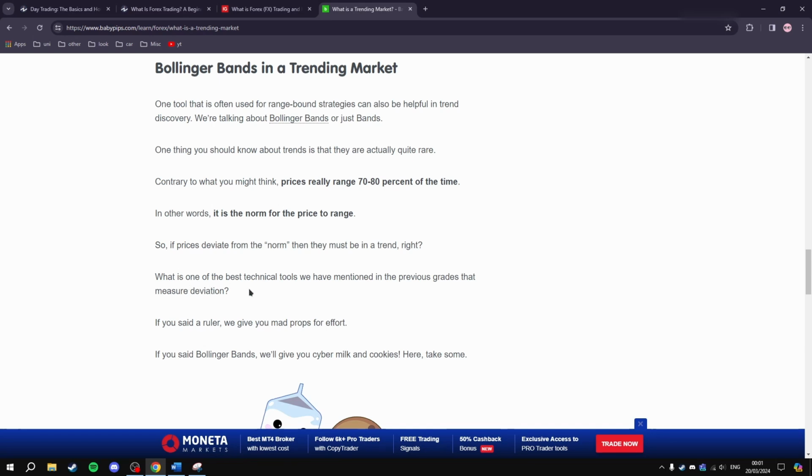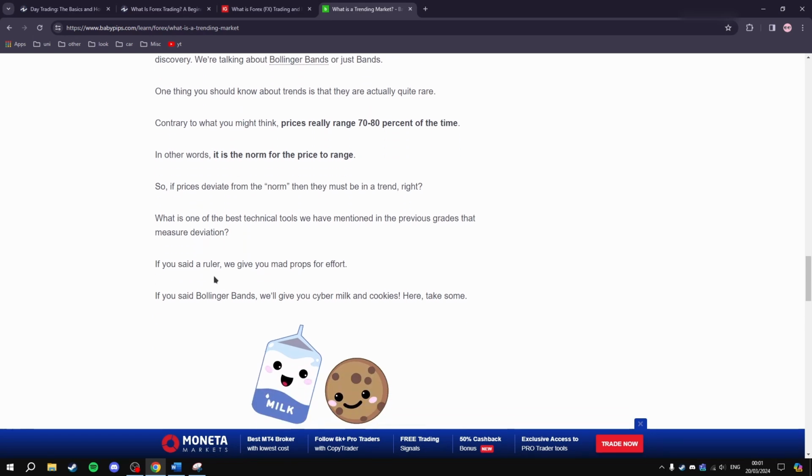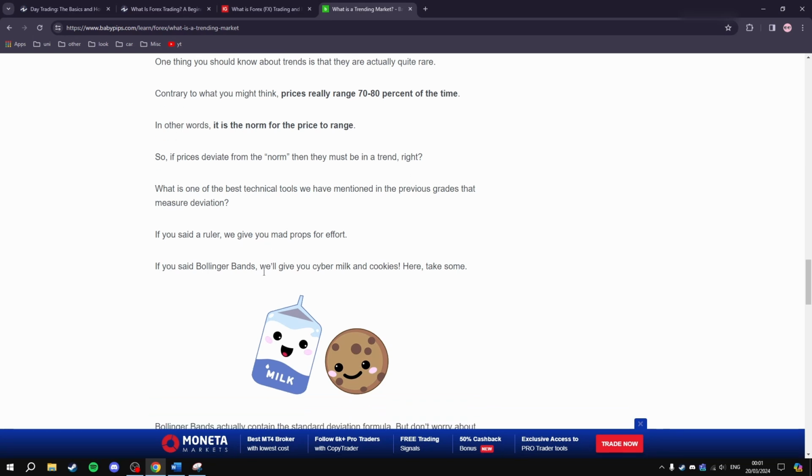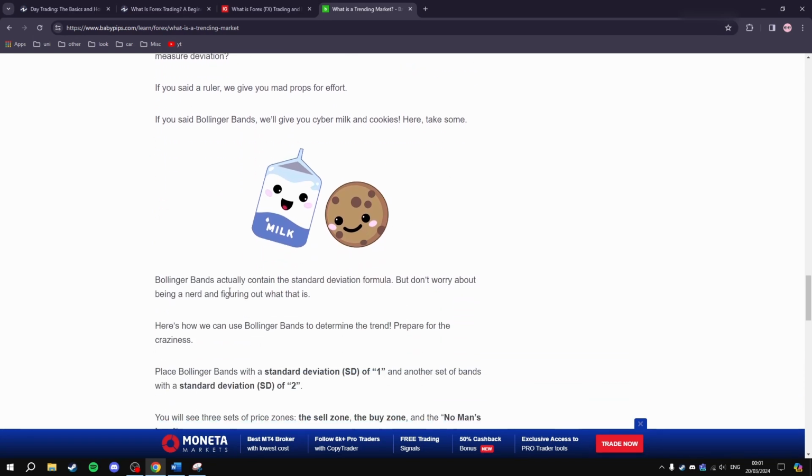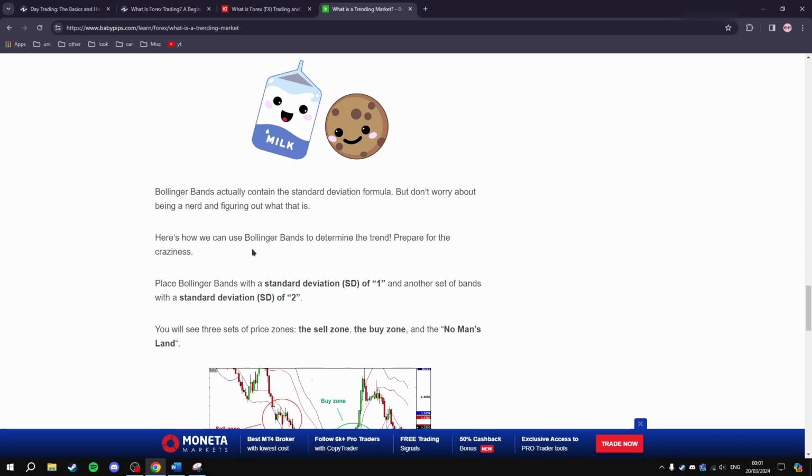What is one of the best technical tools we have mentioned in the previous grades that measure deviation? If you said a ruler, we'll give you mad props for effort. If you said Bollinger Bands, we'll give you cyber milk and cookies. Here, take some. Bollinger Bands actually contain the standard deviation formula, but don't worry about being a nerd and figuring out what it is. Here's how we can use Bollinger Bands to determine the trend. Prepare for craziness.